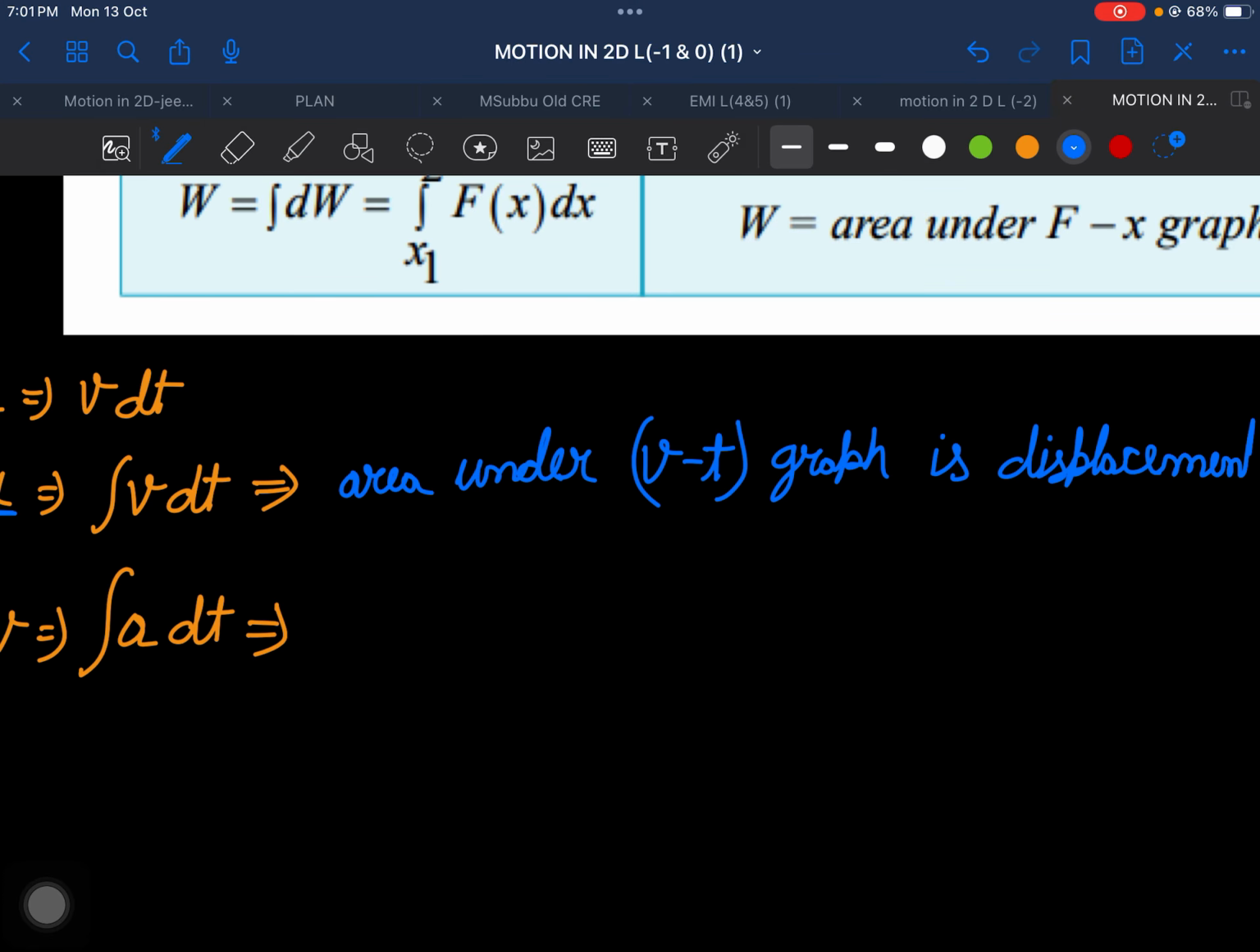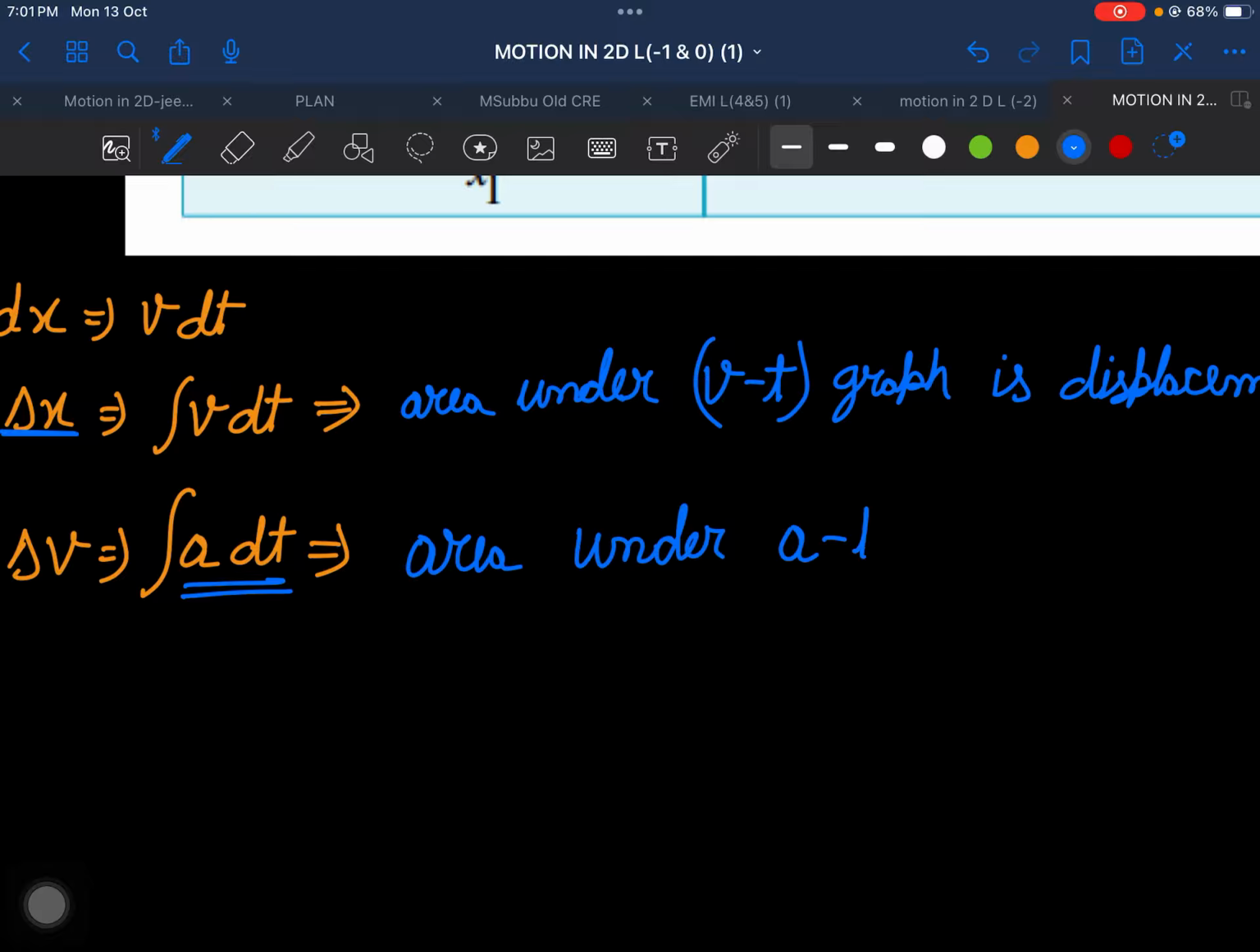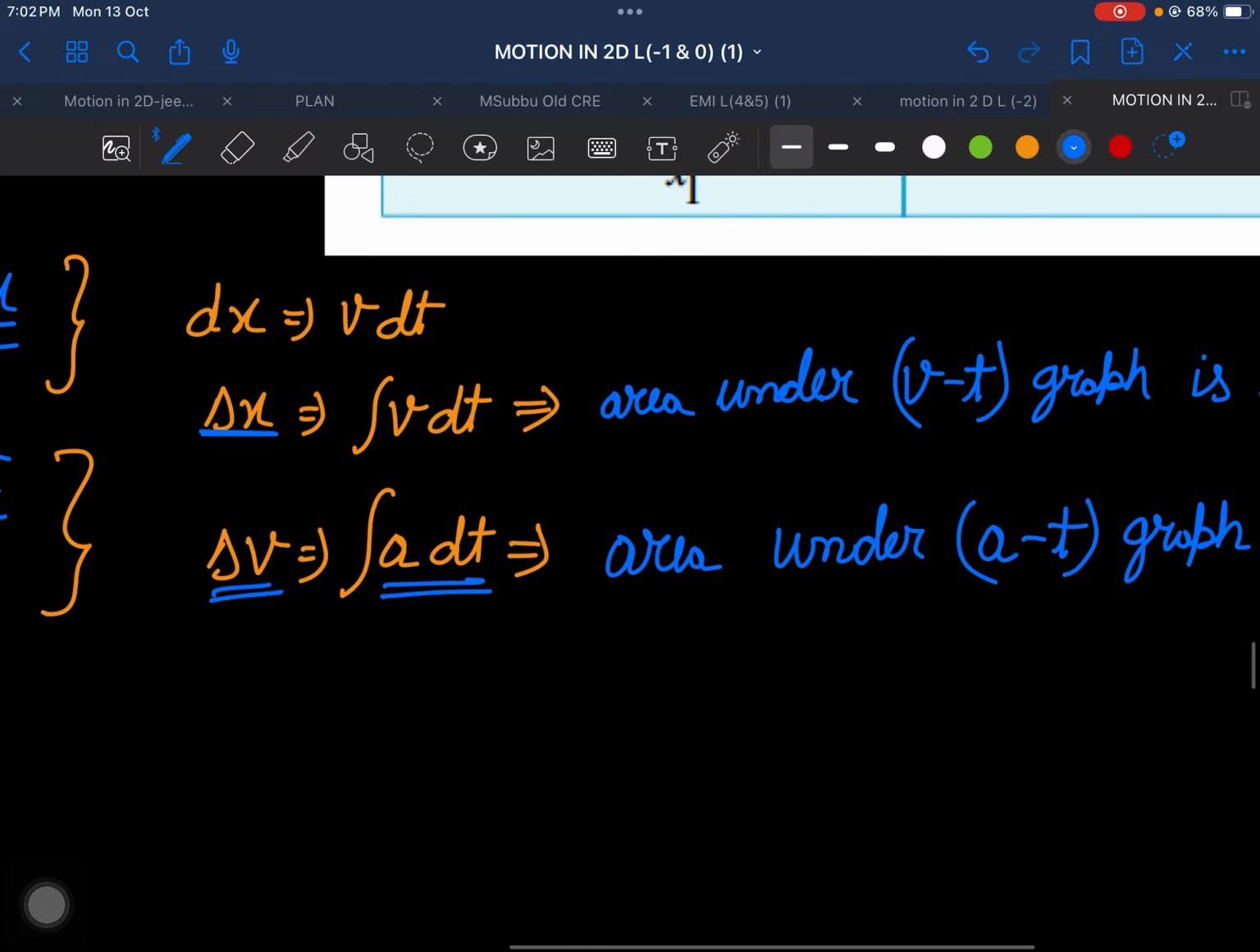Okay, note down, this is a very important point. From here, what is this? Area under the a-t graph. So area under a-t means the acceleration-time graph. The acceleration-time graph area is nothing but your delta v, the change in velocity. Okay, change in velocity. Clear?